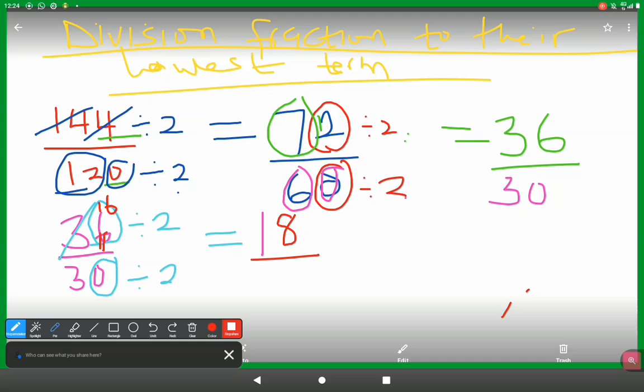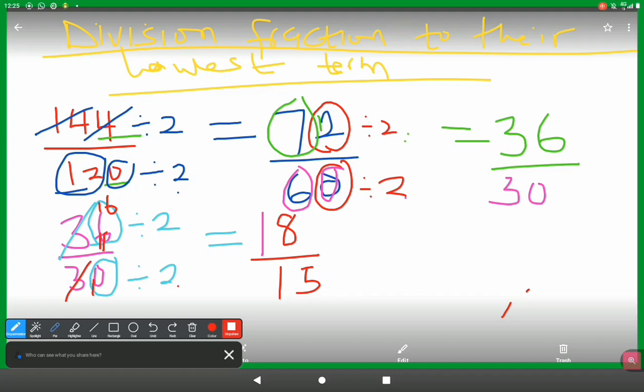Then let's check the denominator. 3 divided by 2 is 1, but remainder 1. Put the remainder at the back of the next digit, which is 0. So that makes it 10. So 10 divided by 2 is 5. Now I'm having 18 over 15.